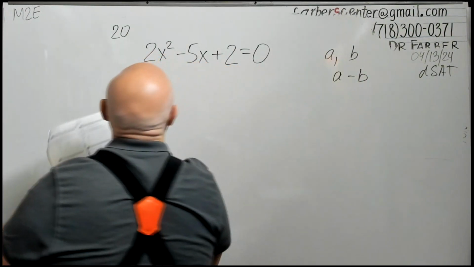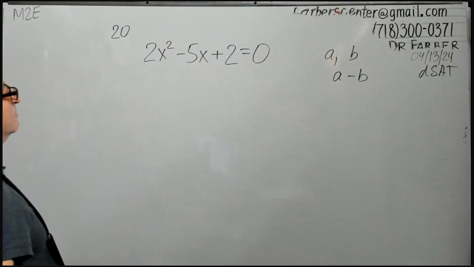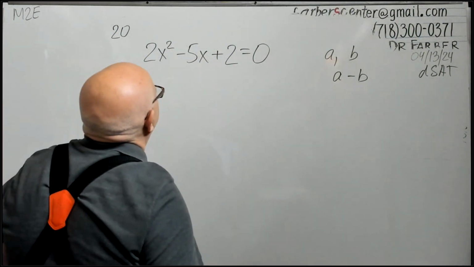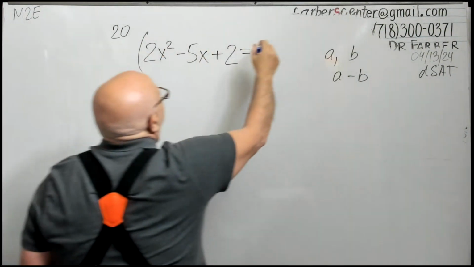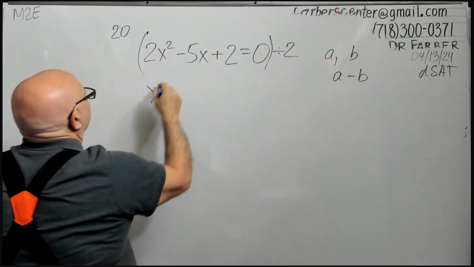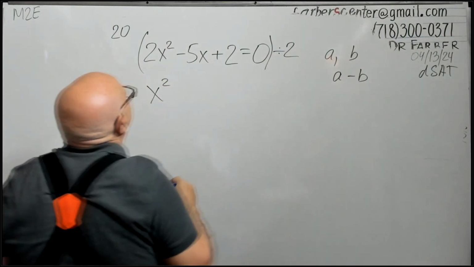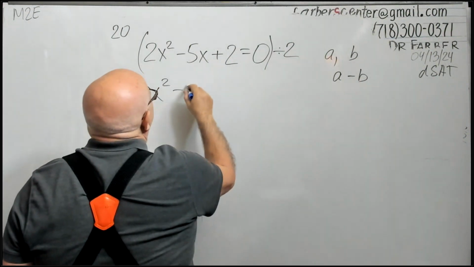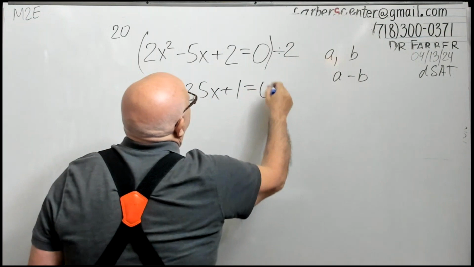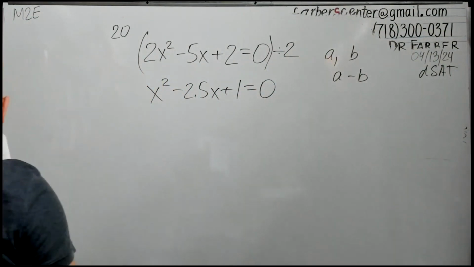Okay. Well, it is more convenient to operate with a quadratic when the leading coefficient equals what? 1. I divide everything by 2. I get x squared minus 2.5x plus 1 equals 0. Right?